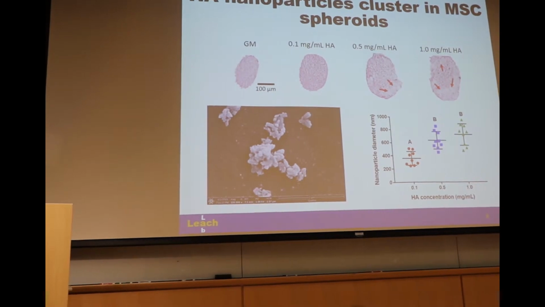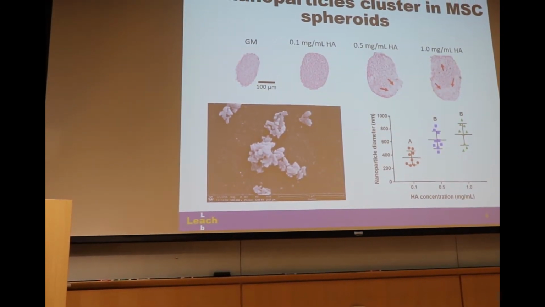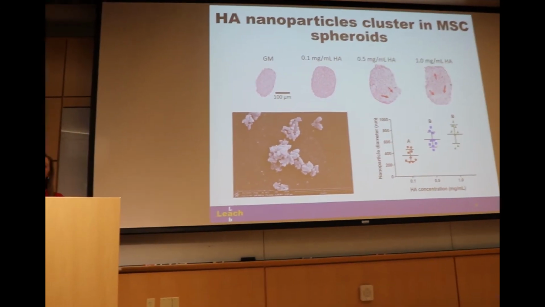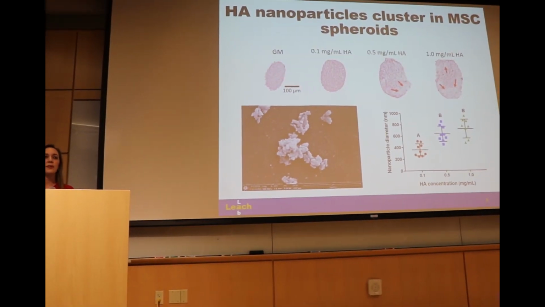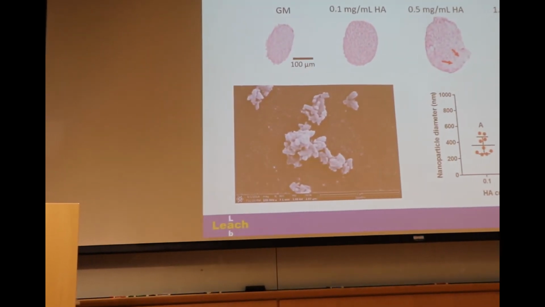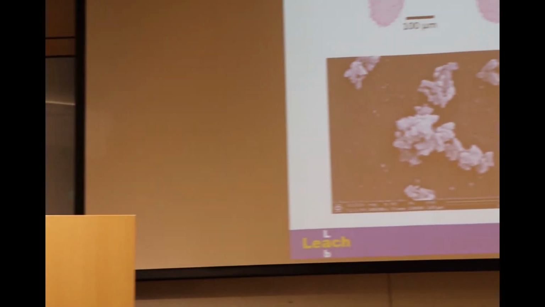When looking at the spheroids cross-sectionally, what we noticed were larger voids than the 100 nanometers of our commercially available hydroxyapatite. So then we investigated what these nanoparticles look like using SEM, as well as quantifying their diameter with a zetasizer. What we see is that there is in fact clumping of the HA nanoparticles, and with increased concentration, there is increased clumping.